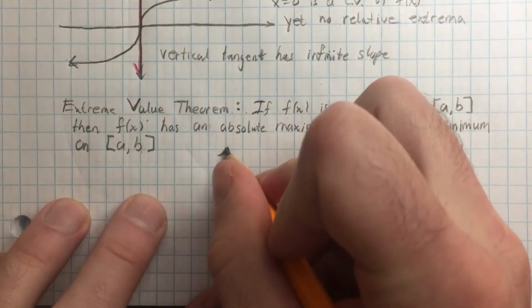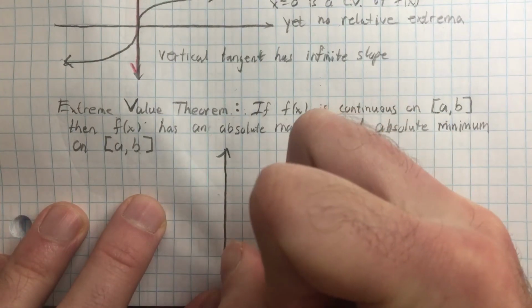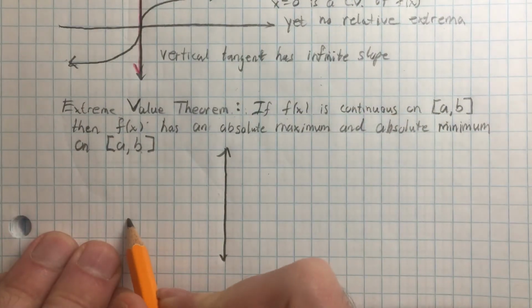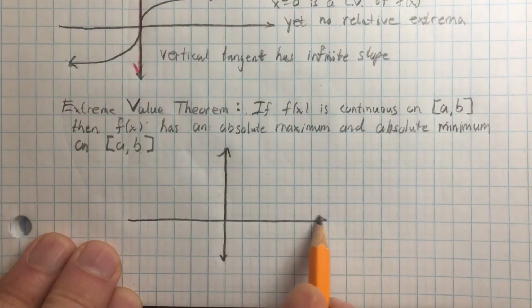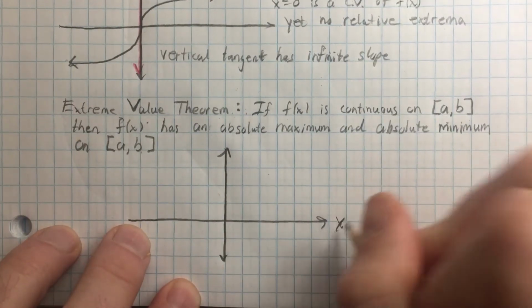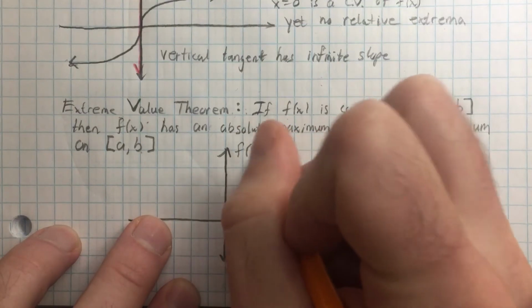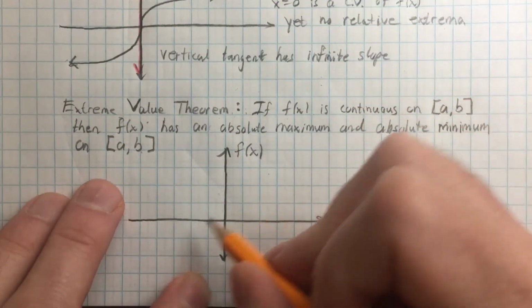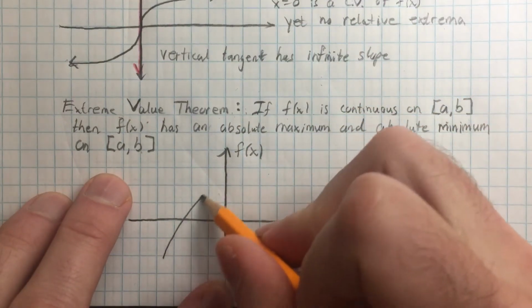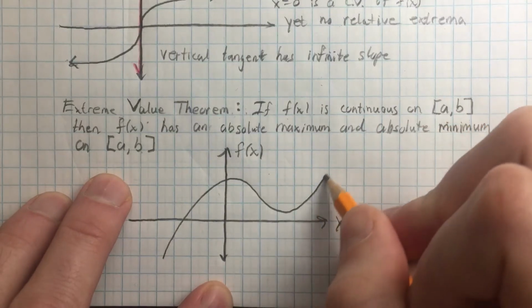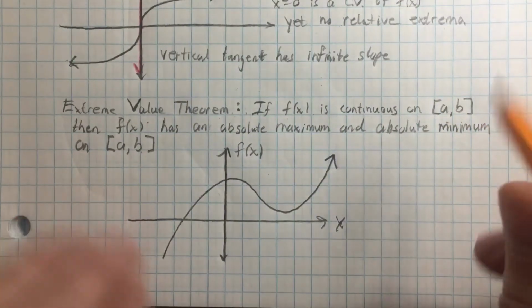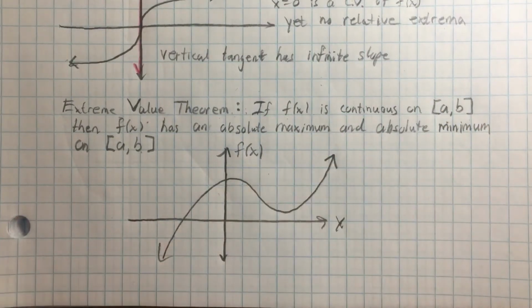Let me just draw a very simple picture here. I'll show what I mean. Here's x and f of x. Let's draw something like I've drawn before. Maybe something like this. Okay. So this is a continuous function, surely.